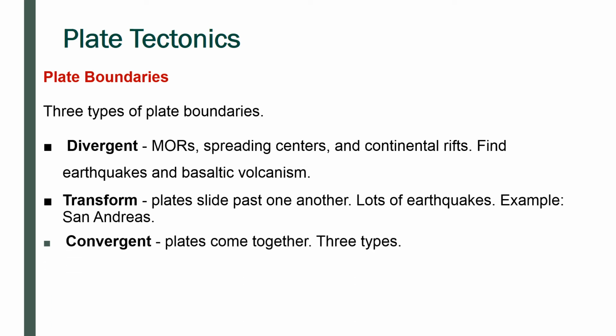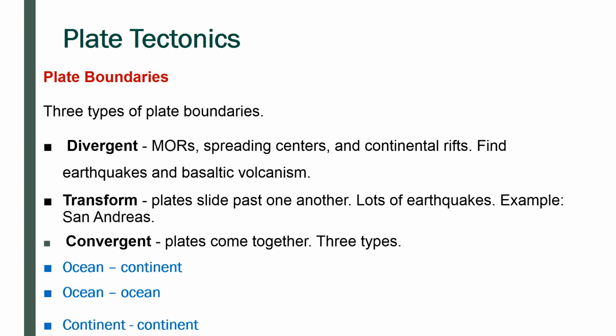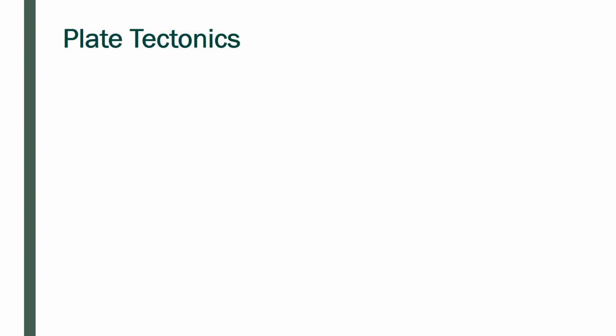And the third type is called convergent. Plates come together. There are three types here. First type is called ocean-continent. Second is ocean-ocean. And third one is called continent-continent. Okay, let's talk about each one in brief now.